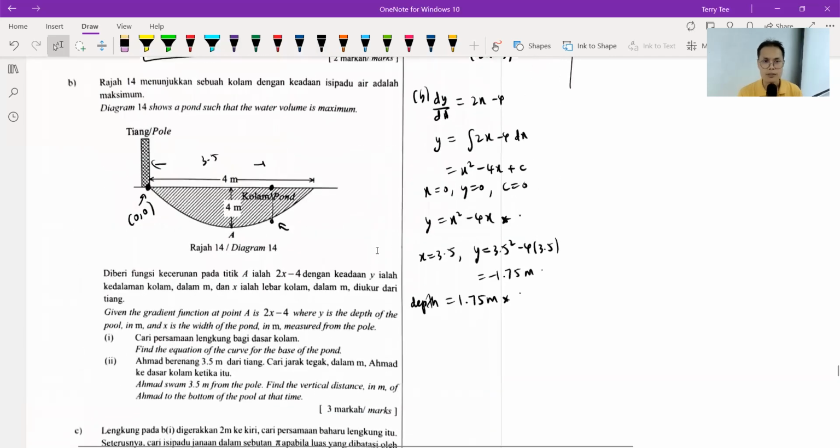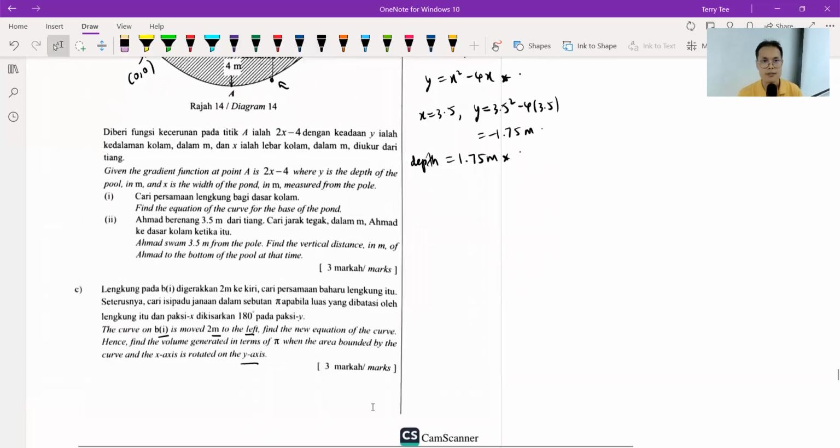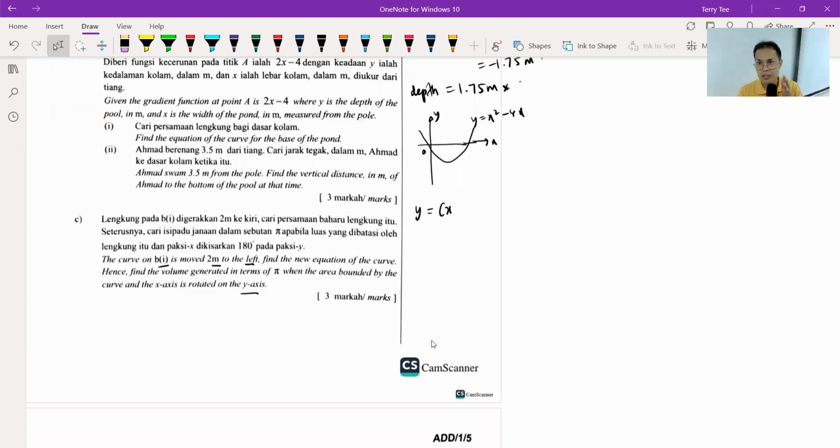Okay, so one thing to understand is that initially the curve is like this. Let me just sketch for you. The curve is like this, y equals x squared minus 4x. So when you move to the left by 2, you need to change your x value. If you move to the right, you minus. If you move to the left, you plus. So here I put a plus. You square it, minus 4 times (x plus 2).